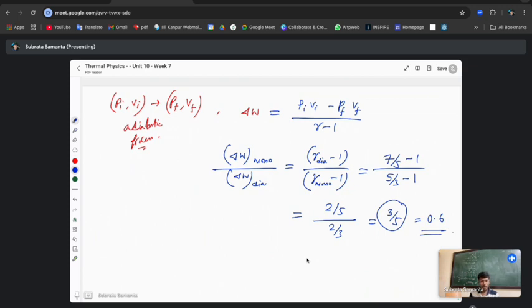So the work done for different gases, monatomic and diatomic, changes because the gamma changes. The values of gamma for the monatomic gas and the diatomic gas are not the same. The initial and final states were the same for both gases, and the process is also the same adiabatic process, but gamma changes. That's why the work done changes, and I have to calculate the ratio of this, which gives 0.6. It's quite simple. If you have any questions.